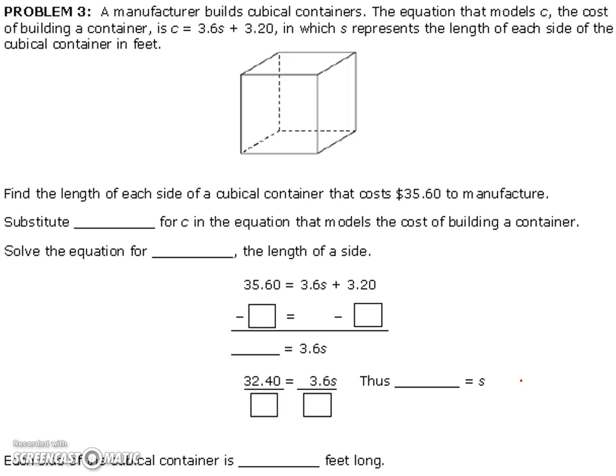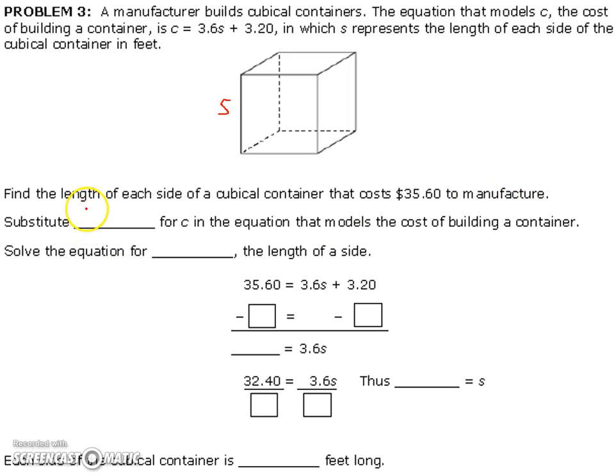Here's the second example. And this one says a manufacturer builds cubicle containers. The equation that models C, the cost of building a container, is C equals 3.6 times S plus 3.20, in which S represents the length of each side of a cubicle container in feet. So basically S would be, since it's a cube, they're all the same. So it's the length of one side of the box. So it says find the length of each side of a cubicle container that costs $35.60 to manufacture.